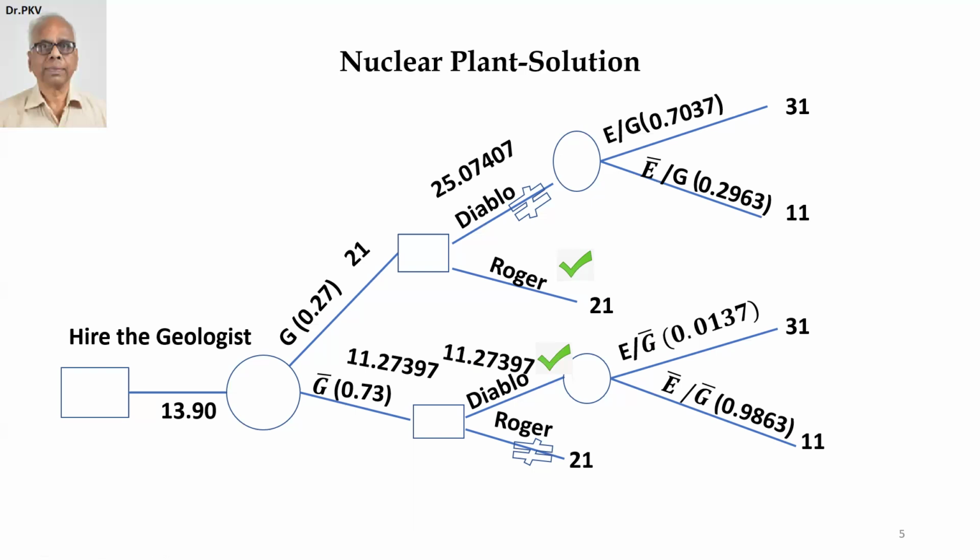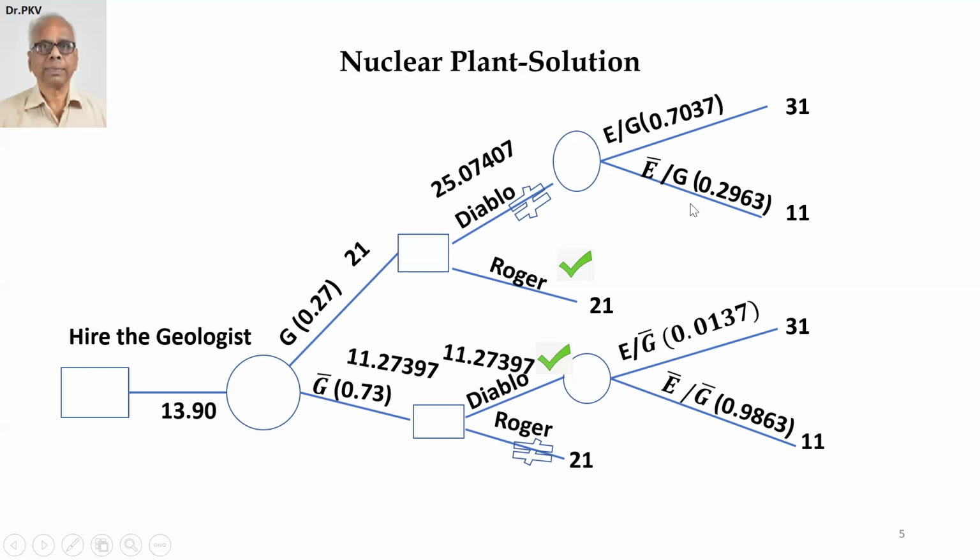Now, let us plug in these probabilities. But before plugging in the probabilities, it is very clear when the geologist predicts earthquake, you build it in Diablo and there is earthquake, you normally incur $30 million. Why? The plant will be terminated in Diablo, you will build it in Roja, 20 plus 10 is 30. But you will have to pay $1 million consulting fee to the geologist, hence it is 31. If there is no earthquake, the cost of building in Diablo is $10 million, but you will have to pay the geologist $1 million as a consulting fee, so it is 11. Similarly, here also it is 31 and 11. This will not change because you have hired the geologist.